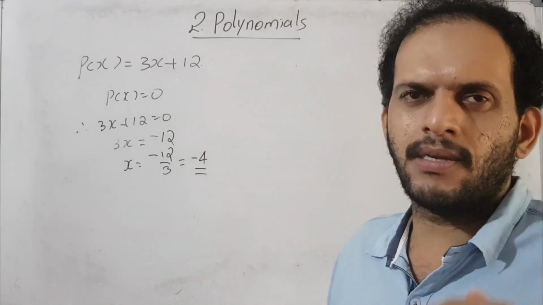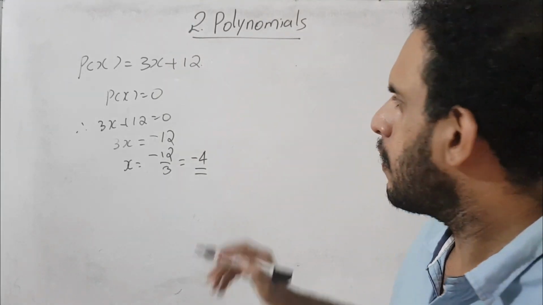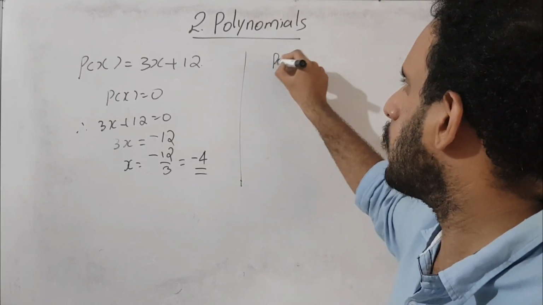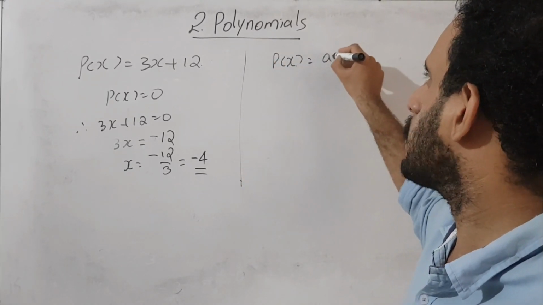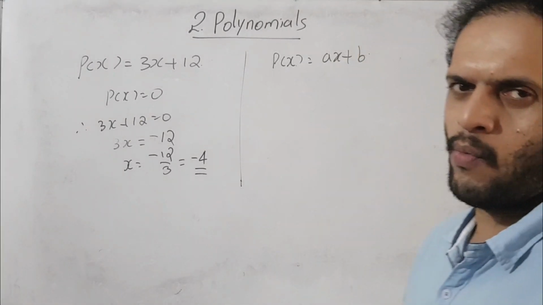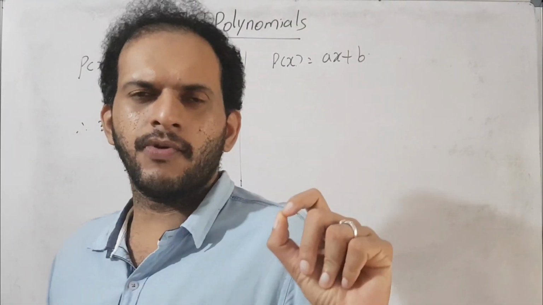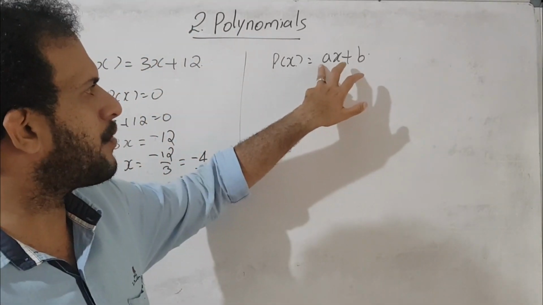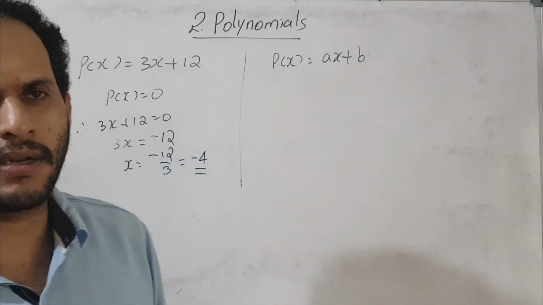Okay. Then what is the general form of a linear polynomial? The general form of a linear polynomial is p of x is equal to ax plus b. Then what is a? a is the coefficient of x and b is the constant.